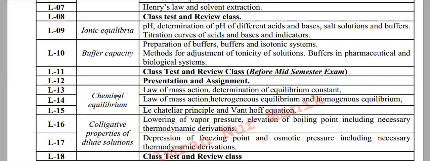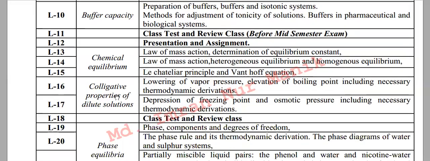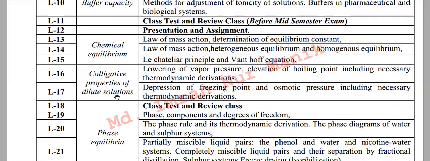Okay, now another chapter is colligative properties. Colligative properties are some properties that are related with a particular characteristic. These properties are related with only one common characteristic, that is the number of solute particles present in the solution.